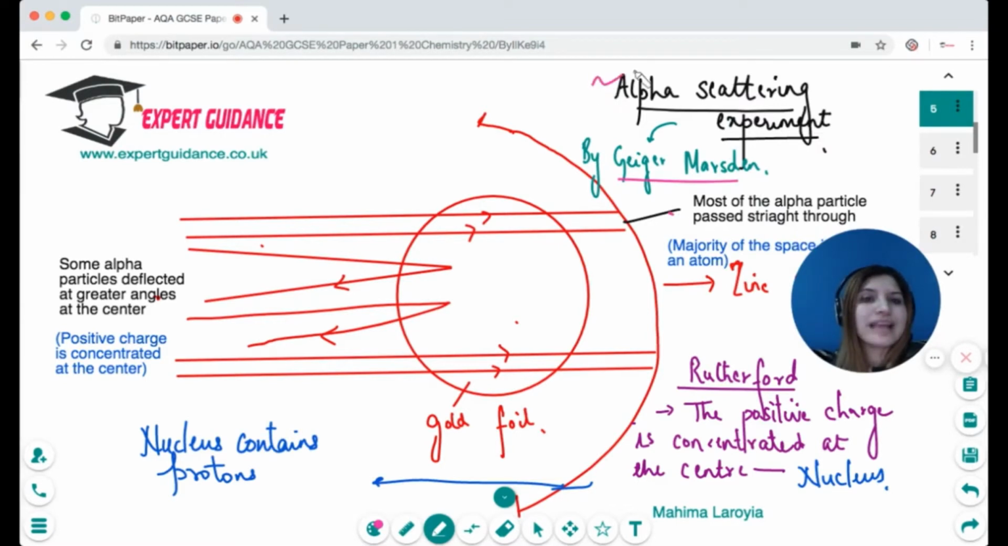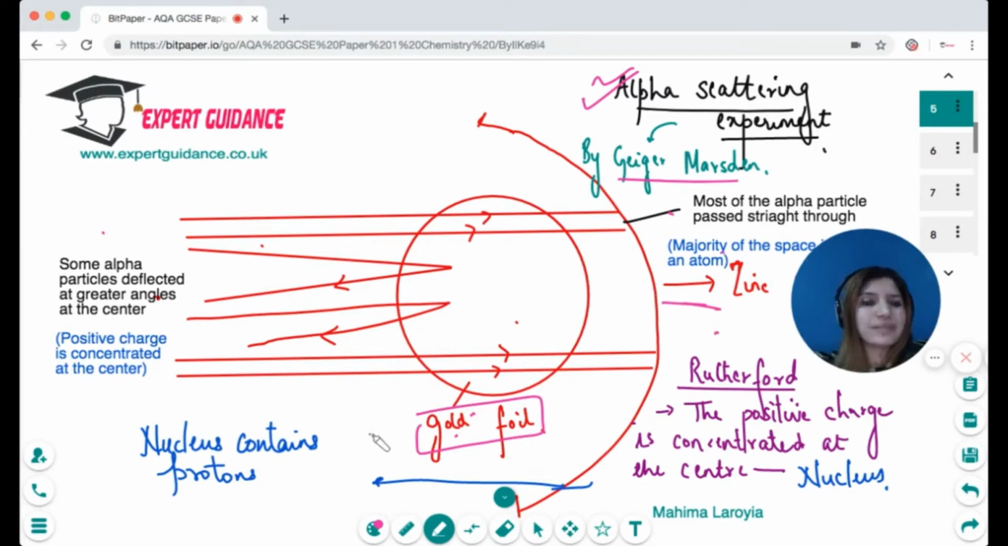were doing the alpha scattering experiment. So what they did was, they took a gold foil, and on that gold foil, they bombarded alpha particles. Now, what they predicted was that if the plum pudding model is correct, then the majority of the alpha particles should pass undeflected through this gold foil and should hit the zinc sulfide screen.